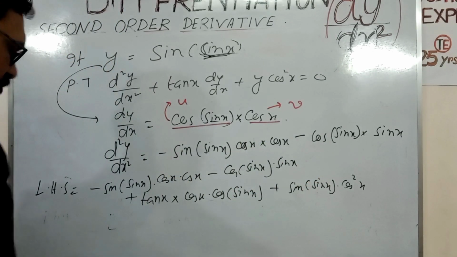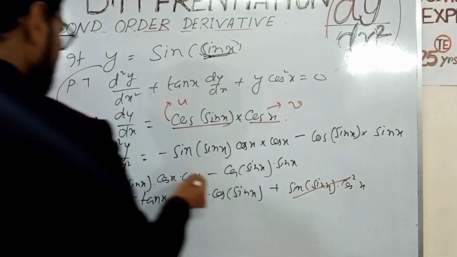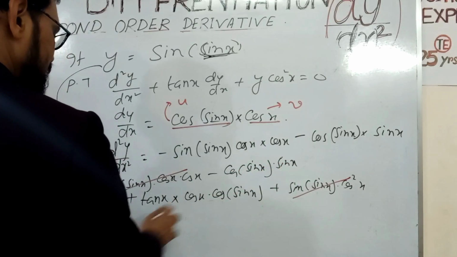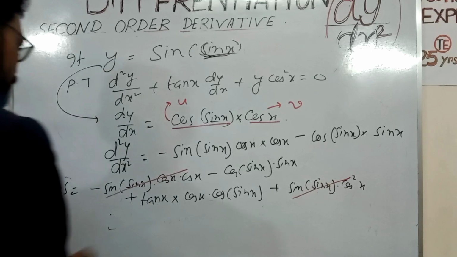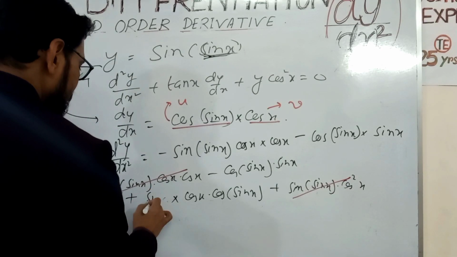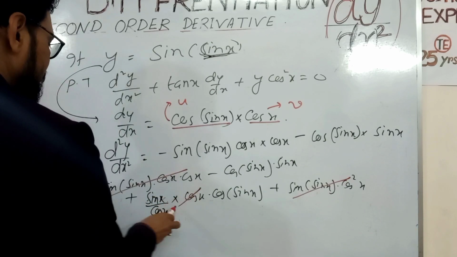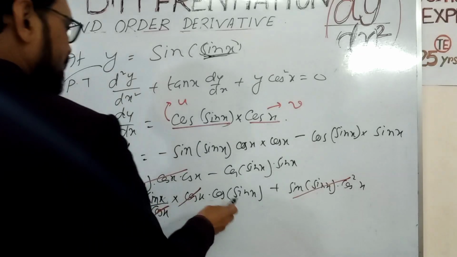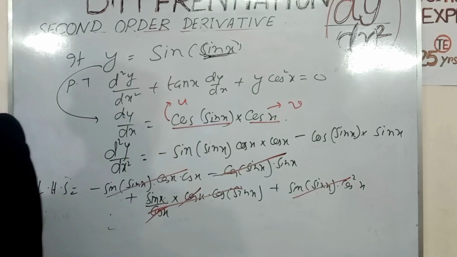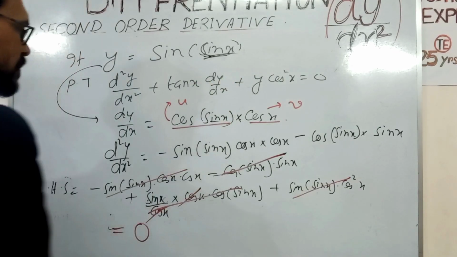So here which terms cancel? Sin of sin x cos square x, so this and this cancel. Minus cos of sin x, and this is tan x by cos x. So if we adjust here tan x as sin x by cos x, then this cos cancels. So sin x cos of sin x and minus cos of sin x sin x cancel. So this is 0. That is the required proof, 0.